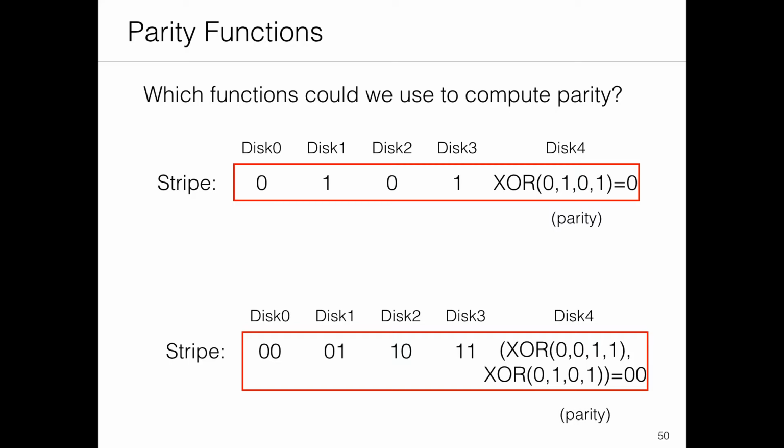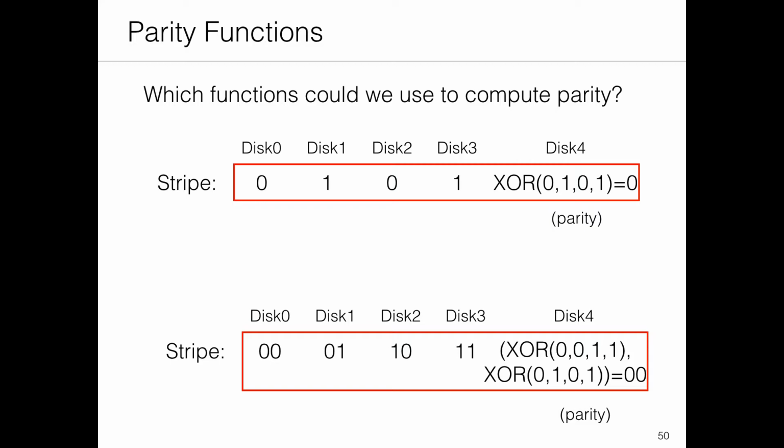Okay, so we can use various different functions to compute parity. One of them which we saw was just to add all the blocks. But since we generally deal only with binary data, one of the simplest functions to compute parity is the XOR function. XOR will look at the number of ones, and if there is an even number of ones, the parity will be 0. If there is an odd number of ones, the parity will be 1. So one simple way to remember this is that after adding the parity, the total number of ones should be even. But this is for a single bit.